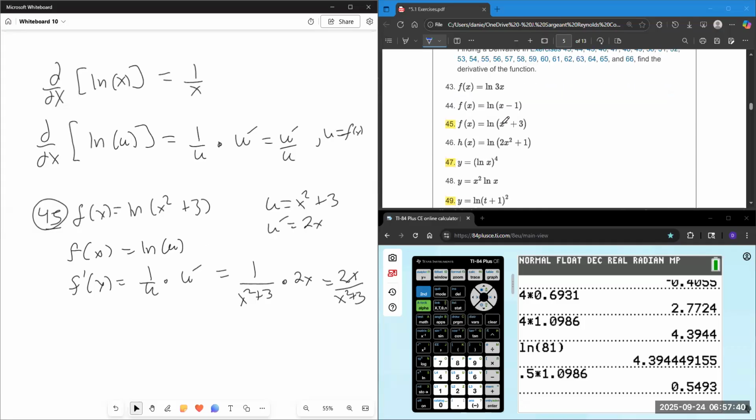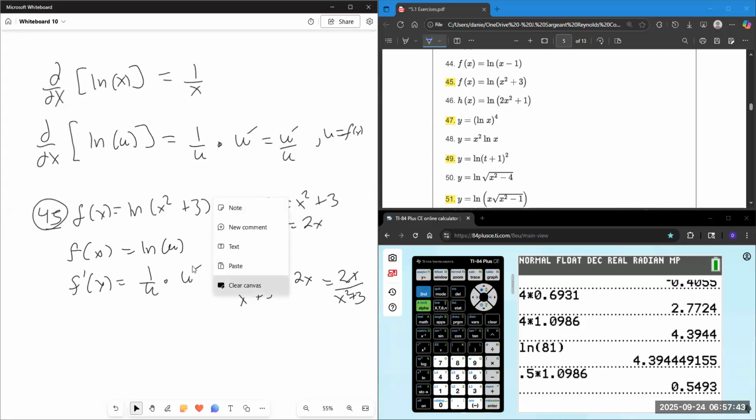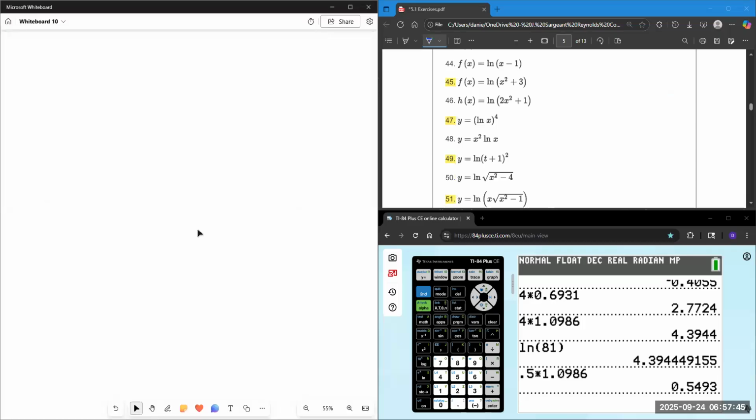Let's look now at number 47. It is y equals parentheses ln of x raised to the 4th. So let's use a log property first to make this easier for ourselves. This is the same thing as 4. No, this is not the same thing as that. So u is equal to ln of x, and u prime is 1 over x.